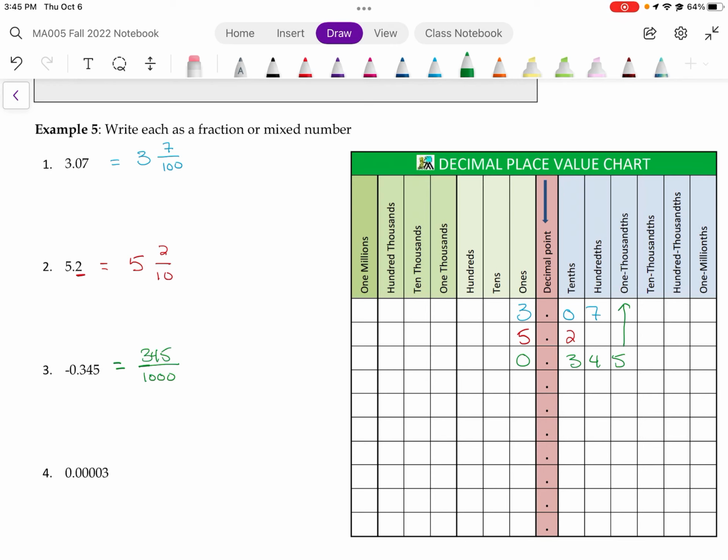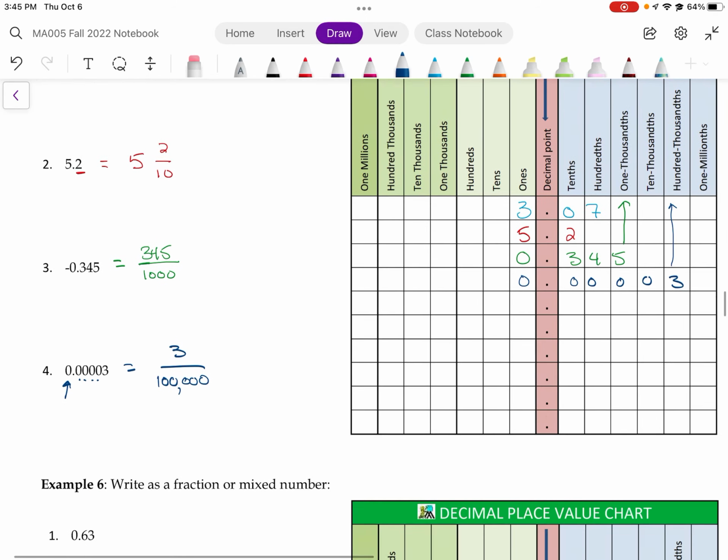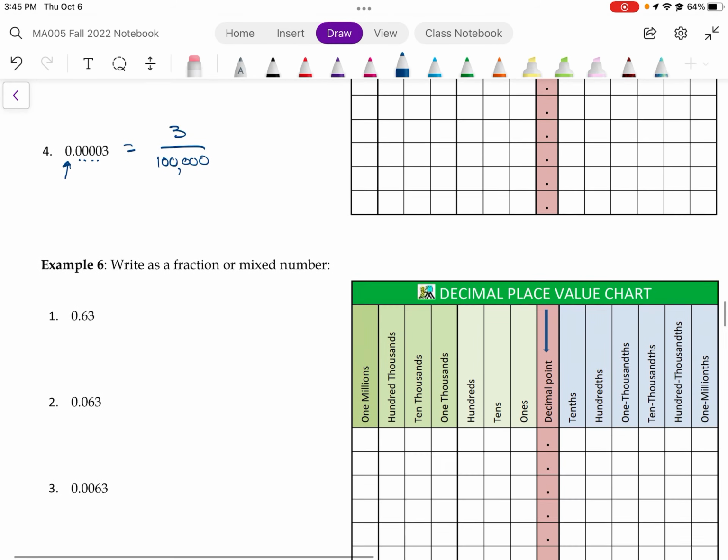All right, the next one, I'll write this one over here. We've got 0.0, how many zeros are there? 1, 2, 3, 4, and a 3. So this is just going to be 3. Now there's no whole number here, so it's just going to be a proper fraction over 100 thousandths. All right, so we're in the hundred-thousandths. So that's 100,000. You can use a comma if you need to keep track. 3 hundred-thousandths.